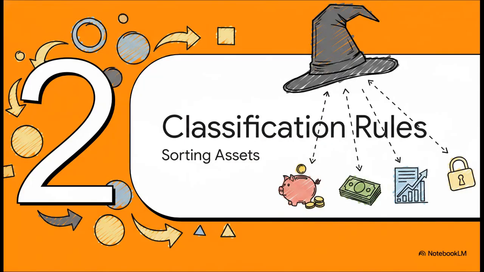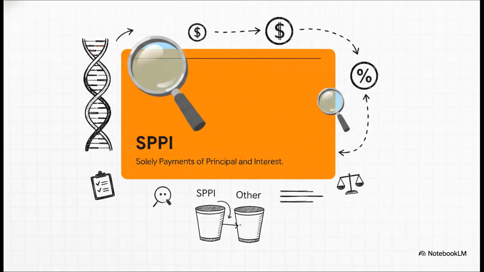Moving on to Section 2, the classification sorting hat. All right, our first major test for financial assets is SPPI. That stands for Solely Payments of Principal and Interest. This acronym is basically the fundamental DNA test for debt instruments. It asks a really simple question. Do the contractual cash flows of this asset consist only of principal and interest on the principal amount outstanding? That one test determines exactly which classification bucket these debt instruments belong in, based purely on the nature of their cash flows.